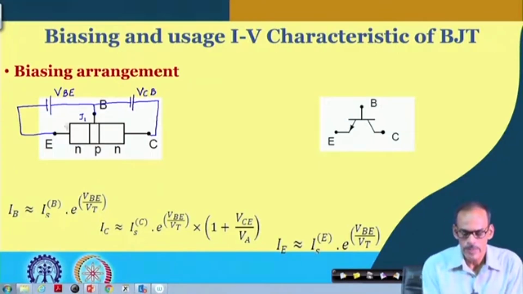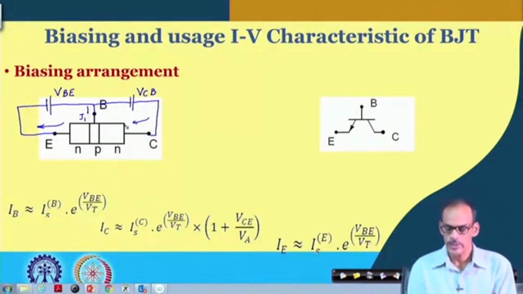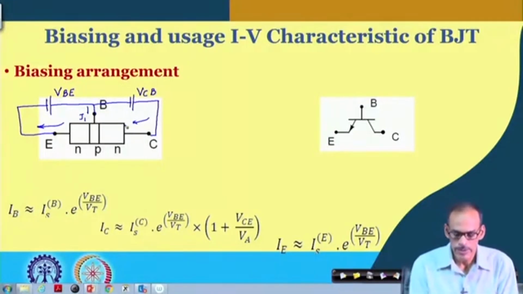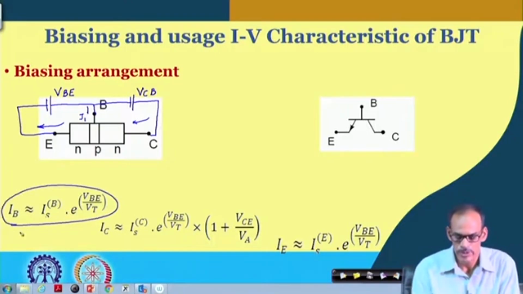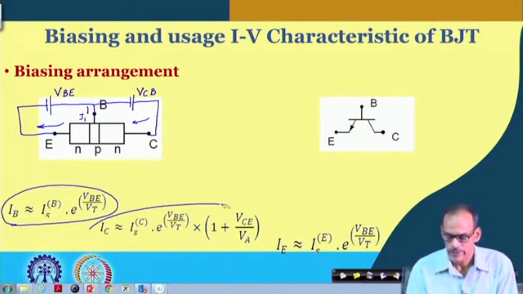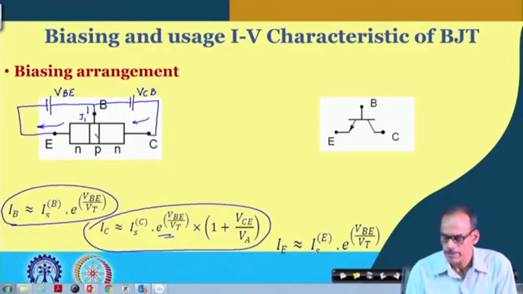And then of course, it is expected that there will be a current flow: the emitter terminal current and the collector terminal current. And the dependency of those currents, you already have said, is exponential, which is given here, and the collector current has exponential dependency. In addition to that, there is some linear part that depends on the junction bias.